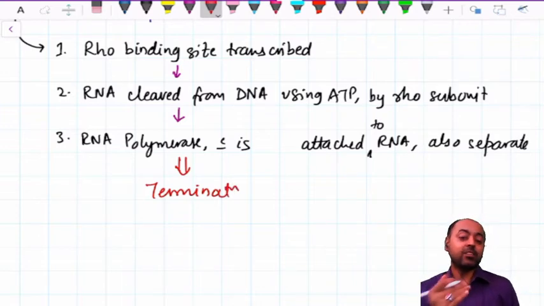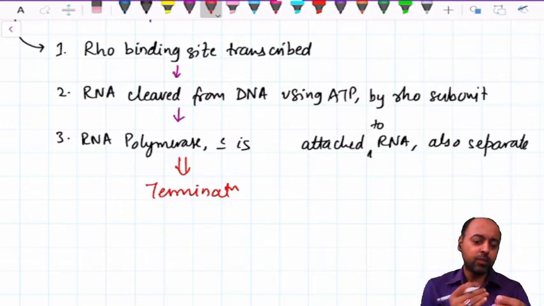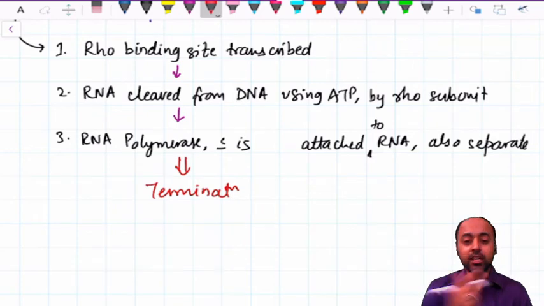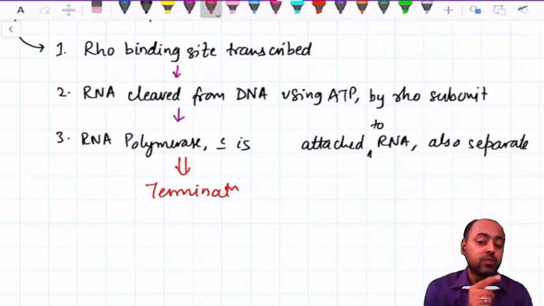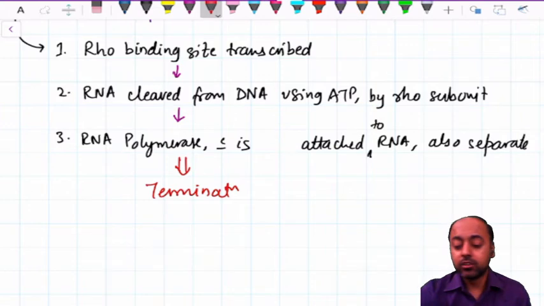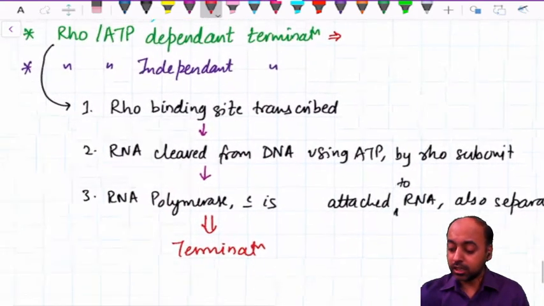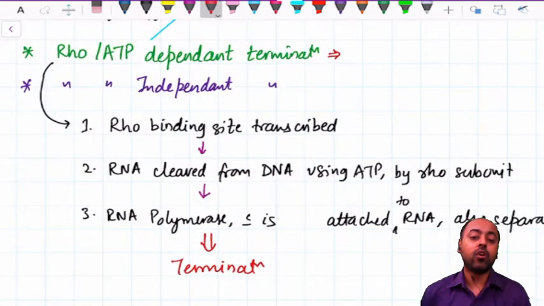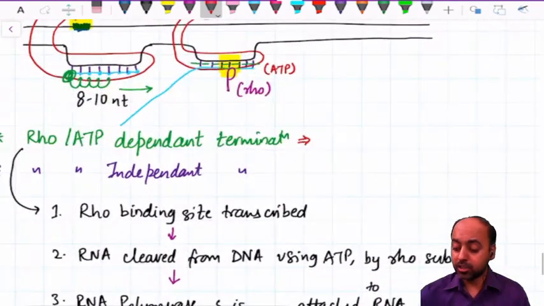So the rho binding site will separate the RNA. RNA is attached to the RNA polymerase, so the RNA polymerase will also come out, and that is what is termination. Then the whole process can start again. The RNA polymerase will attach with another sigma subunit, and again the whole process of initiation, elongation, and termination can occur. Alright. So this is one of the conditions, that is the rho or ATP dependent termination.